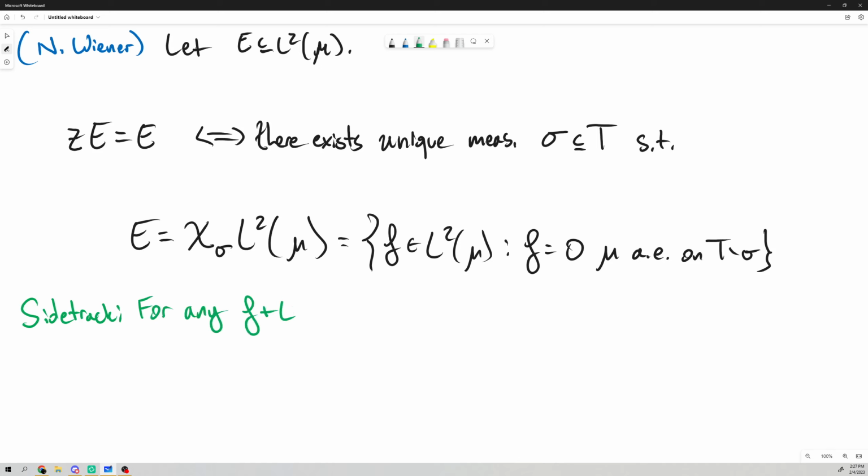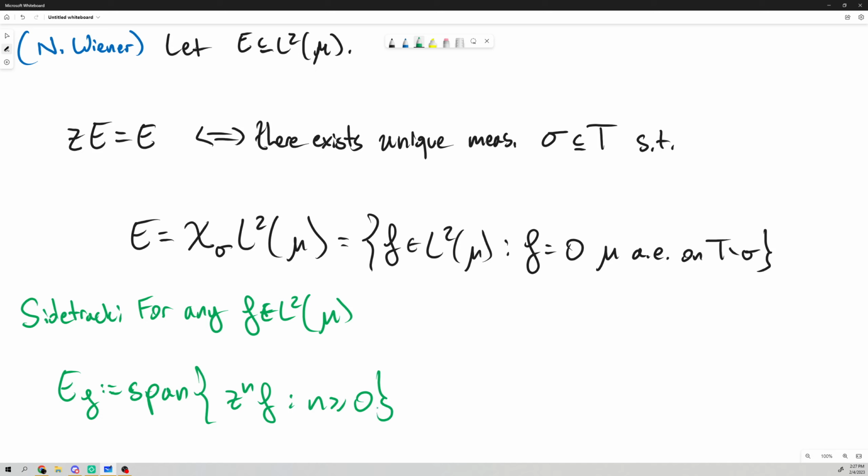For any f in L2(mu), and this is an important example actually, I'm really happy you brought it up. I want to talk about this set, E sub f, which I define to be the linear span, as you're used to from linear algebra, of z to the n times f, for n greater than or equal to 0. Well, if f is the constant function 1, this is the space of trigonometric polynomials. So this is a great example of an invariant subspace.